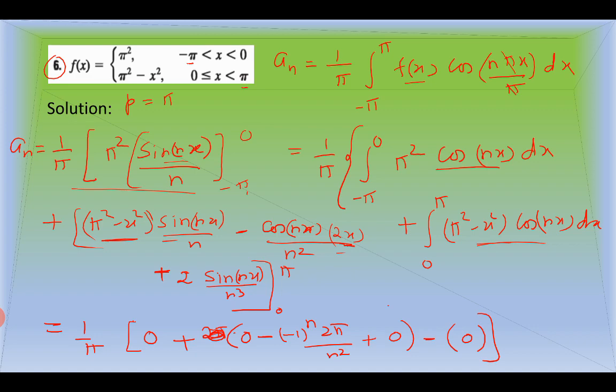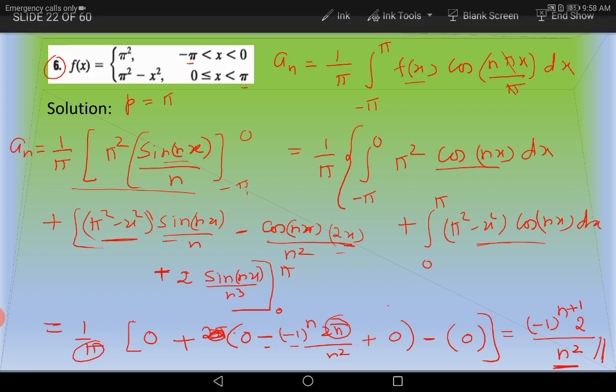So you get 2 pi divided by pi will be cancelled here. So you get minus 1 to the power n, 2 divided by n square, because this pi and this pi will be cancelled. Minus, this is minus 1 to the power n, minus again a minus 1, minus 1 to the power n plus 1. This is our an, and we cannot find a0 because n is in the denominator. A0 should be separately found.